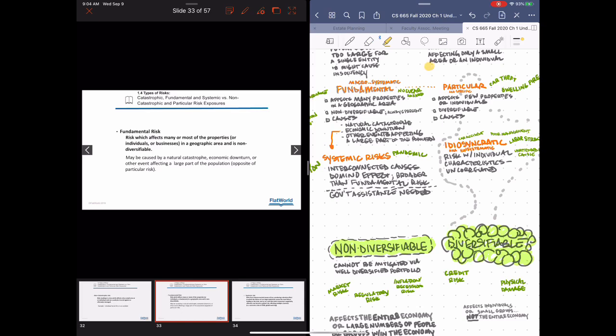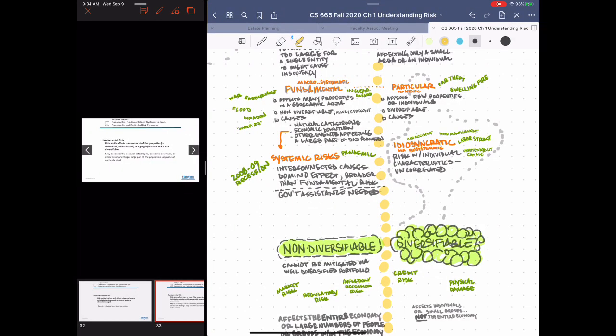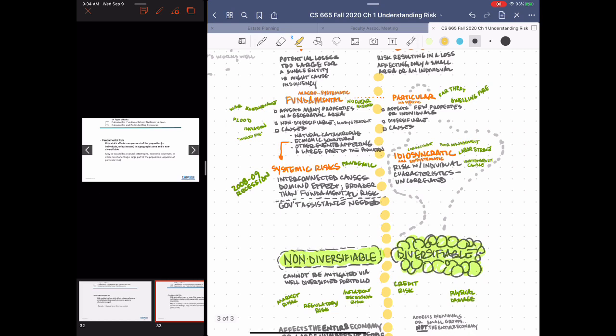So everything that you see, let's just divide this. Everything that you see on the left side of the drawing is considered non-diversifiable. And everything that you see on the right side is considered diversifiable. And so let's start to compare and contrast these two.